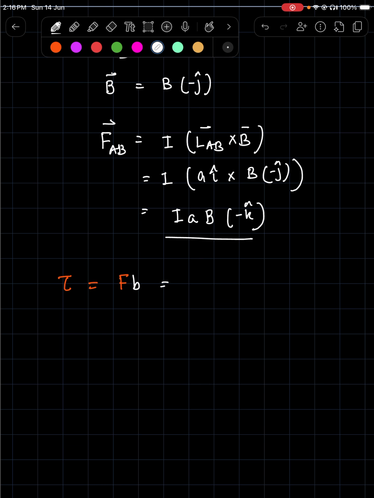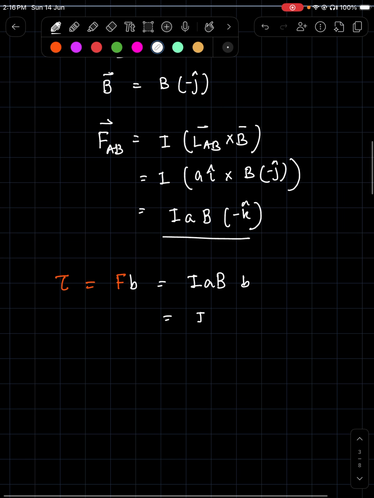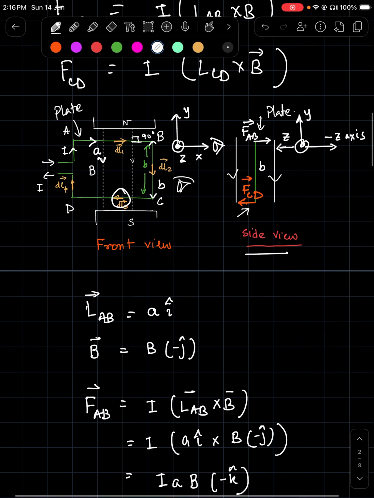And F we have already found. The magnitude of F is IAB, into b. So the torque becomes IAB b. And since a is the length and b is the breadth of the plate, it becomes the area. So that is BAI. So the torque becomes BAI.